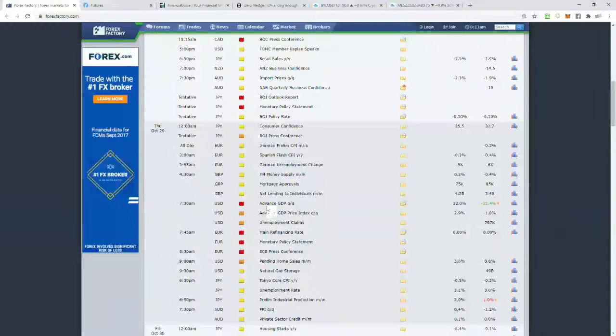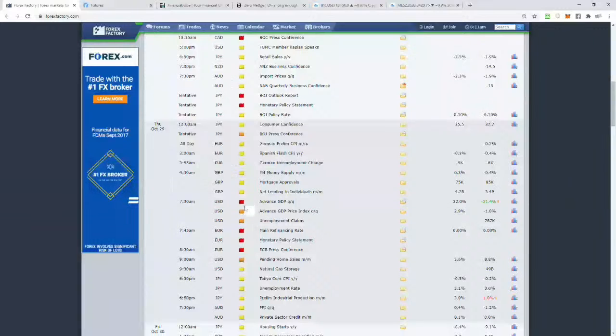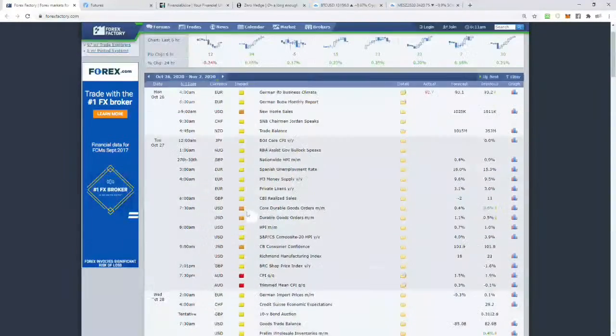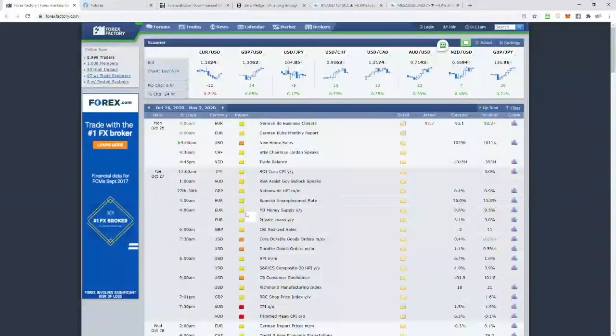Thursday, we have advanced GDP on the U.S. that could be impactful. It's a high impact news event. But that's really it. This week's pretty much clear sailing for us for looking at morning breakouts. So with that said, what are we going to look at here?